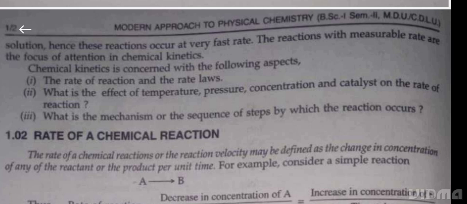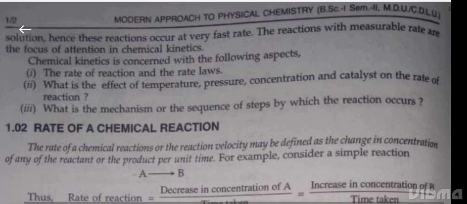The reactions with measurable rate are the focus of attention in chemical kinetics. Chemical kinetics is concerned with the following aspects: the rate of reaction and the rate laws. What is the effect of temperature, pressure, concentration, and catalyst on the rate of reaction? What is the mechanism, the sequence of steps by which the reaction occurs?